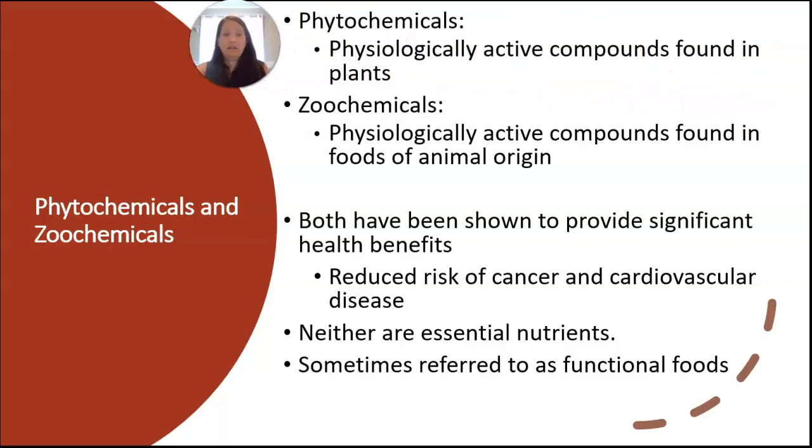So not in our list of macro or micronutrients, not on the list of being an essential nutrient, are these things called phyto and zoochemicals. Okay, what are these? These are both physiologically active compounds, so they have a role in our bodies. Phytochemicals are found in plants, and zoochemicals are found in animals.